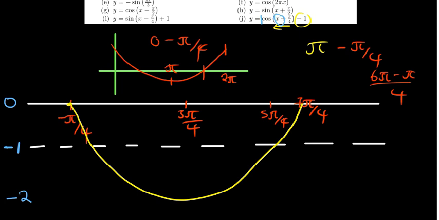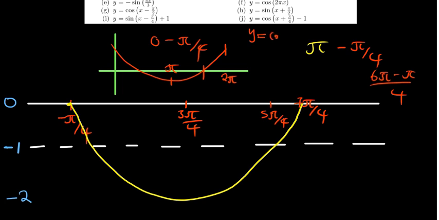Now, where do we expect the graph to cut the x-axis? Or the graph to cut the y-axis? Another term is the y-intercept. What is the y-intercept? The y-intercept is a point where the value of x is equal to 0.